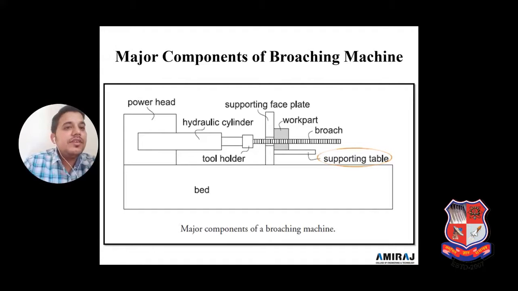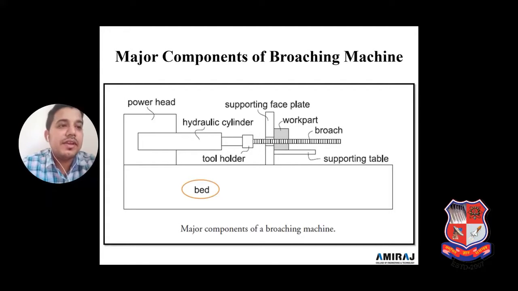And finally the whole machine is mounted onto a heavy bed, because here the stroke action is going on, so we have to consider vibration and other technical aspects. To reduce the vibration, we have to take a heavy bed. Okay, so let's start.